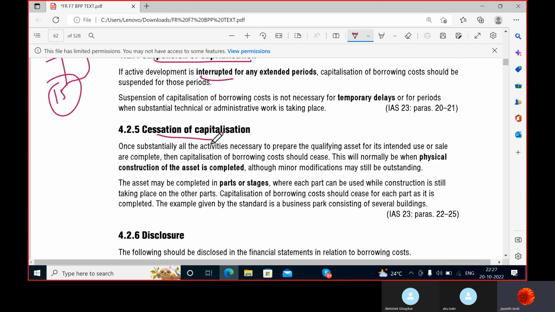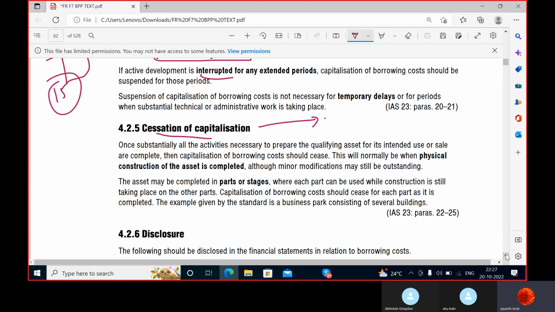Cessation of capitalization, that is, cancellation. Once the asset is prepared or constructed and everything is done, and you sell the asset to someone and recover your amount from that person, then and there the capitalization ends. No need to capitalize further.